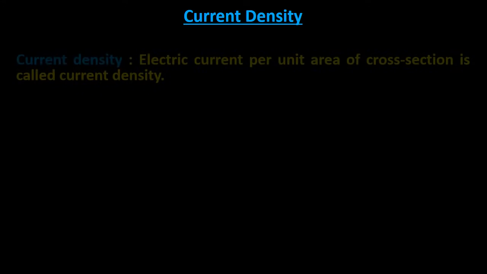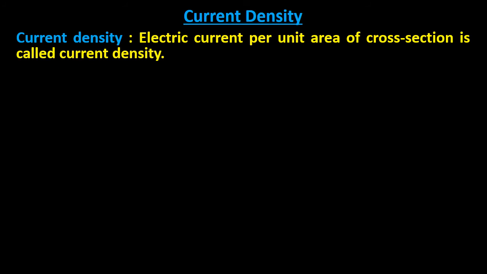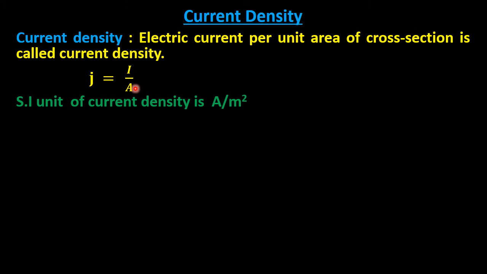The next topic is current density. Now first let me define current density as electric current per unit area of cross section. So from the definition, current density is represented by J equals current divided by area of cross section. So J equals I by A. And the SI unit of current density is ampere per meter square.